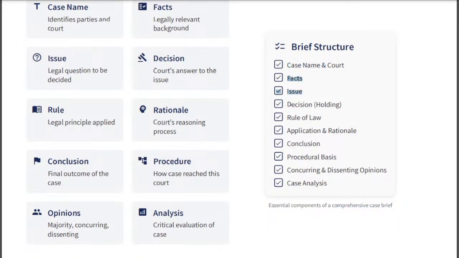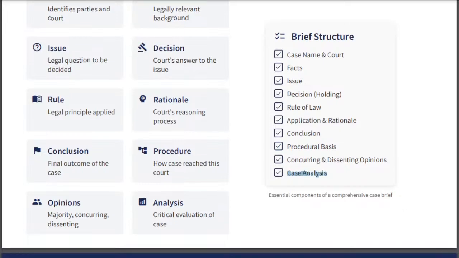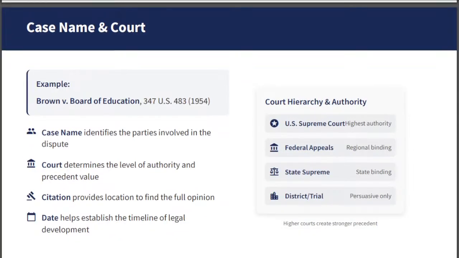So you can see here: facts, issue, decision, rule of law, the application of that rule of law, their conclusion of law, the procedural basis, how they even reach that court, where they get their jurisdiction, etc. The dissenting opinions, which give you a better insight into how they were able to finally reach that decision, and what they were up against, and the case analysis, which would be part of that.